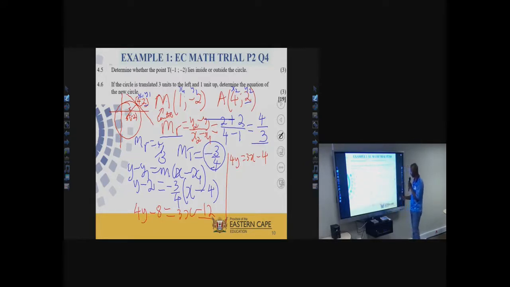You can press it in your calculator. Negative 12 plus 8, and then you'll get your answer as negative 4. Then you can divide everything by 4. So the equation will end up being y is equal to 3 over 4 x minus 1. That will now be the equation of a tangent.